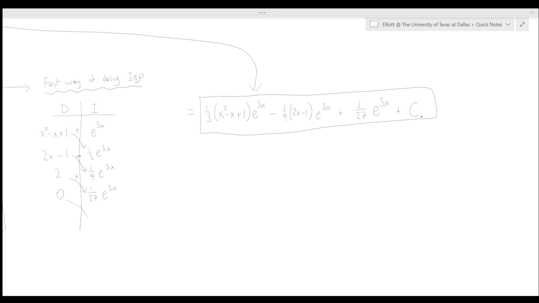So any questions about that? If you wanted to simplify that, you could factor out the exponential and then try to combine like terms. For me, since I'm not really going to do anything else with the problem, I'm going to leave it as it is.